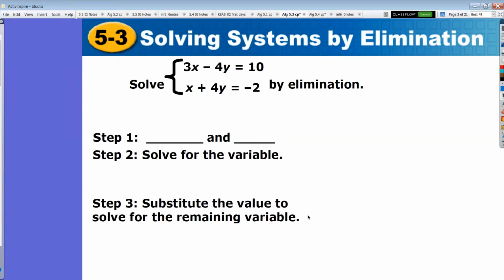All right, algebra students, today I'm going to be showing you another method for solving a system. We're going to be using elimination, all right? And you guys are going to like elimination so much better than what we did in 5.2. In 5.2, we used a method called substitution.